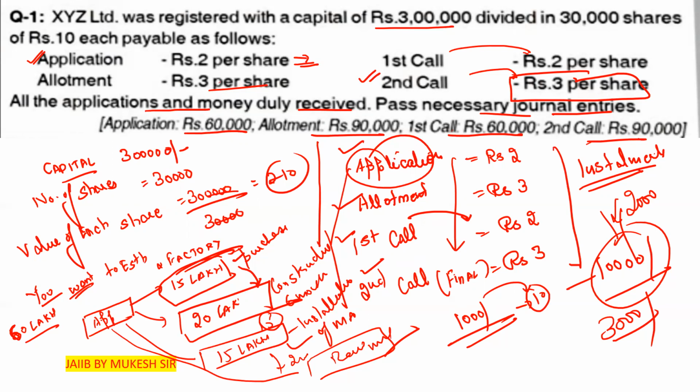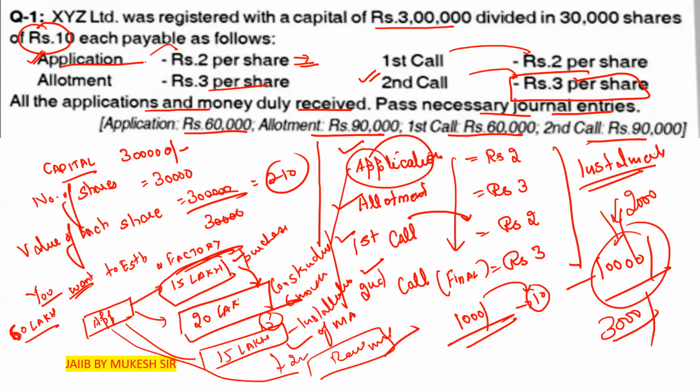Basically that is 30,000 shares. They have divided the capital into 30,000 shares, and each share is of how much amount? That is rupees 10. So how do you have to pay?